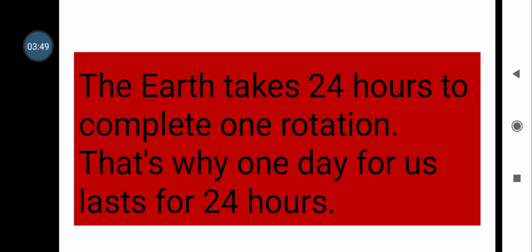The earth takes 24 hours to complete one rotation. That's why one day for us lasts for 24 hours. The earth spins on its own axis, and by the time it completes one rotation, it is already 24 hours, which means we complete one day after one rotation.